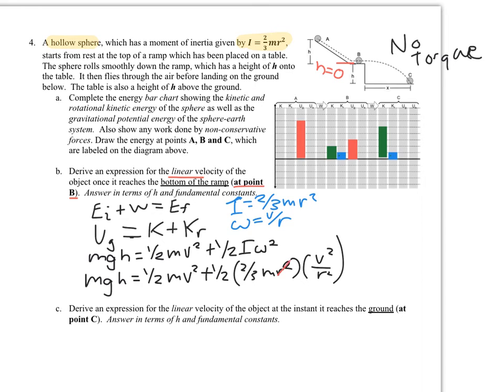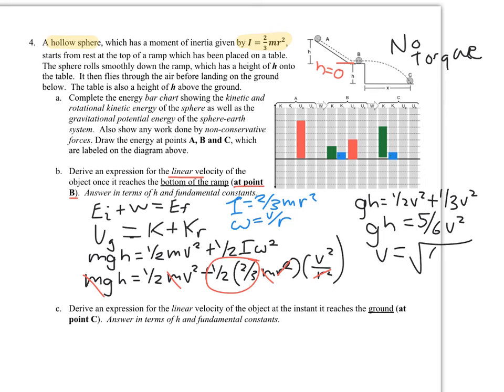Two important things happen. The r squareds go away, and there's an m in every single term that also goes away. And so I'm left with gh equals 1/2 v squared plus, when I do this here, 1/2 times 2/3, I end up with 1/3 v squared. Combining them, it's really 3/6 and 2/6, so it ends up being 5/6 v squared. And so I solve for v, and I get the square root of 6/5 gh. And so that is my velocity, my linear velocity at the bottom.